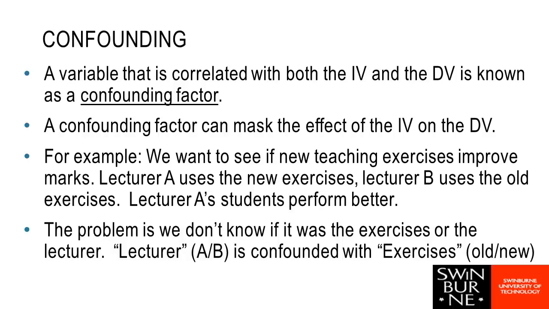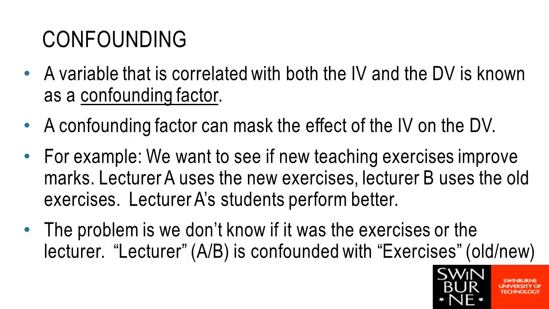So for example, let's imagine that I wanted to see if some new teaching exercises were going to improve the marks of the students, and I gave lecturer A the new exercises, but lecturer B used the old exercises, and I found that lecturer A's students performed better. So here's the problem. I don't know whether it was the exercises or it was the lecturer who meant that one group did better than the other. So in this case, our variable lecturer, A and B, is confounded with exercises, old and new.